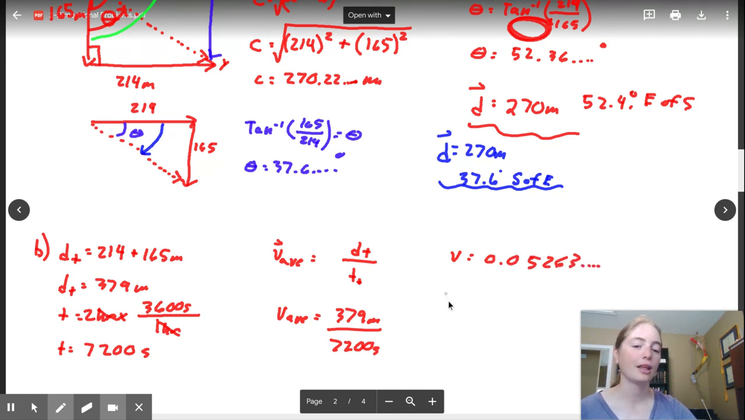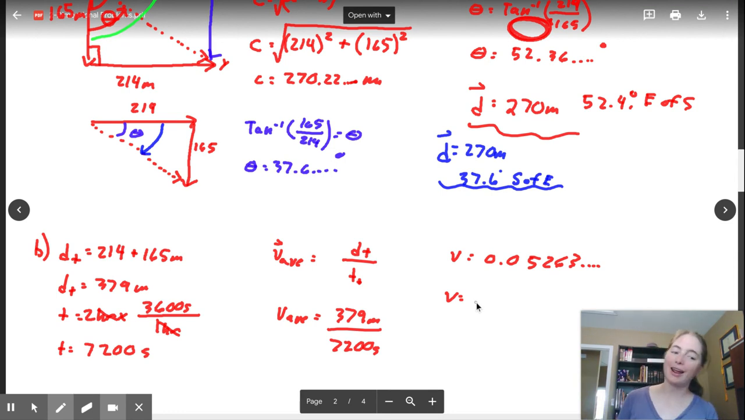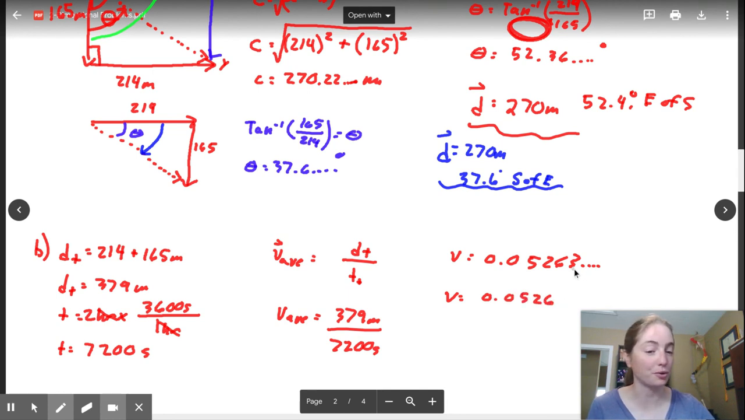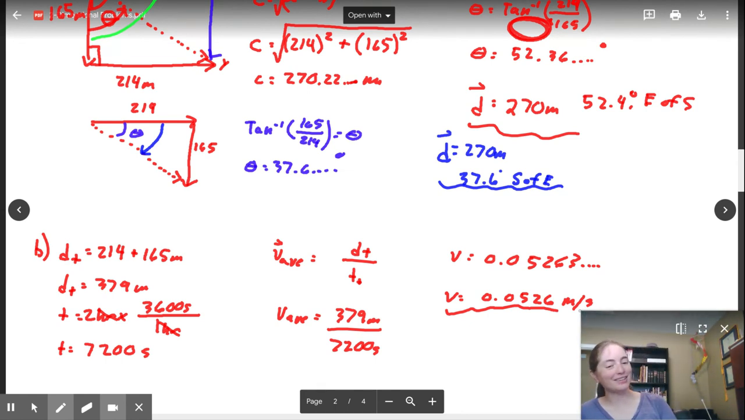0.05263... Now, ladies and gentlemen, this is scalar. No direction. Do not put a direction here, please. We don't want a direction. But we need sig digs: 3 sig digs, from earlier in the question. So 0.0526, because this 3 will round down. So we're good there. Your units are meters per second. And that, ladies and gentlemen, is your answer for B.